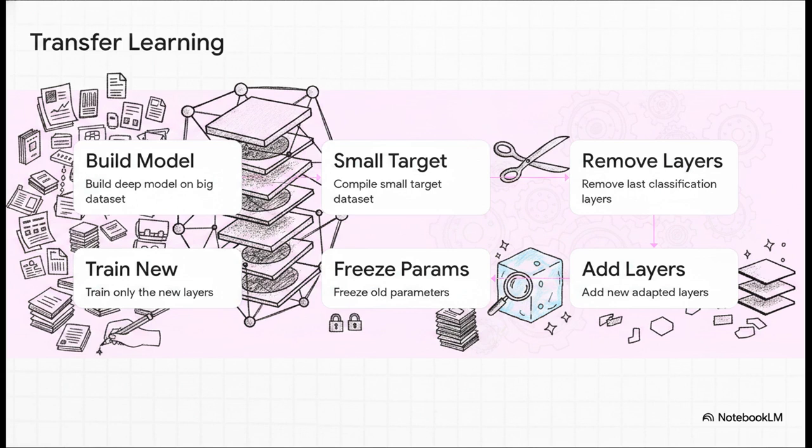Imagine taking a neural network that already learned the intricacies of human language from millions of Wikipedia pages. You take that model, freeze its core layers so it doesn't forget its foundational knowledge, strip off its final classification layers, and snap on new ones adapted to your specific documents. Then, you only retrain those new final layers using your tiny dataset. It is an absolute game changer for saving time and money.